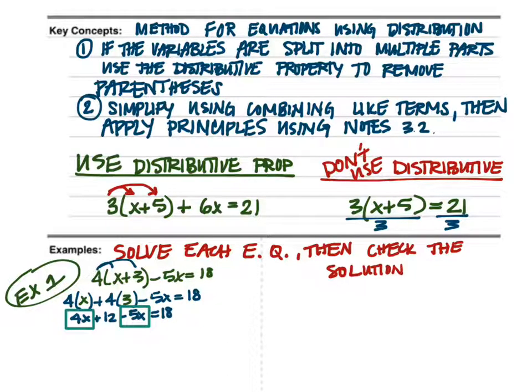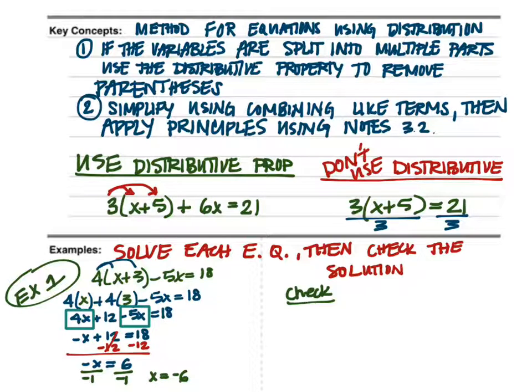Combining like terms, we can put the x terms together and get negative 1x plus 12 is equal to 18. Solving for x, we can subtract 12 from both sides, still giving us negative x equal to a positive 6. And we're going to want to divide by negative 1 and find out that a positive x is equal to a negative 6. We can just alternate those.